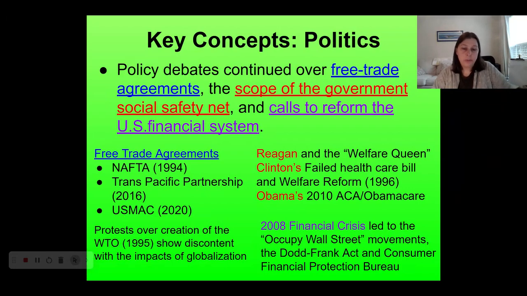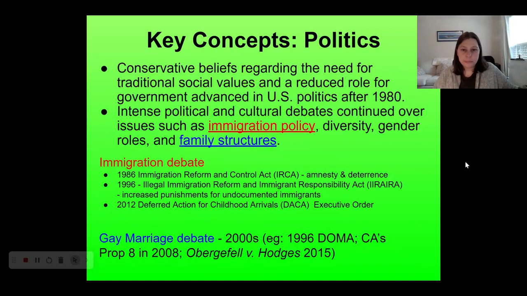So we see activist movements like Occupy Wall Street, where we have a bunch of activists in the street, right, in tents trying to literally occupy Wall Street. We have some laws that are passed, the Dodd-Frank Act, which creates a bunch of regulations on banks and leads to the creation of an organization called the Consumer Financial Protection Bureau that's supposed to be a watchdog agency to make sure that banks aren't cheating consumers, right, or engaging in unfair practices. So that's what's going on with that particular key concept.